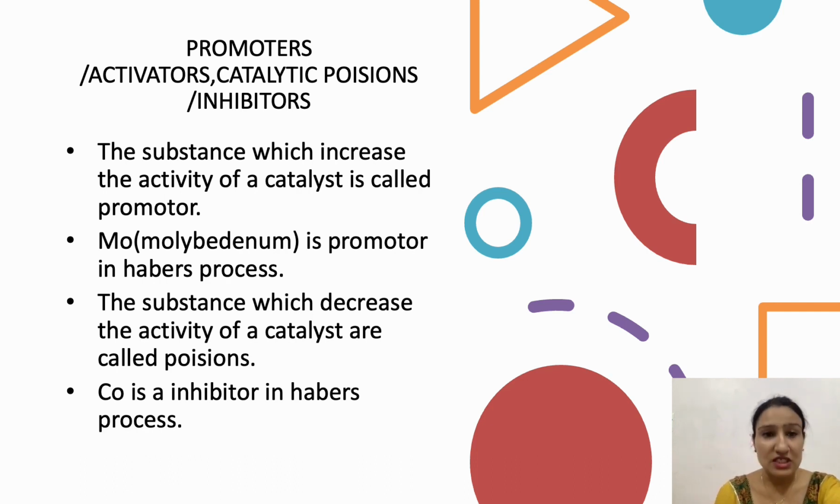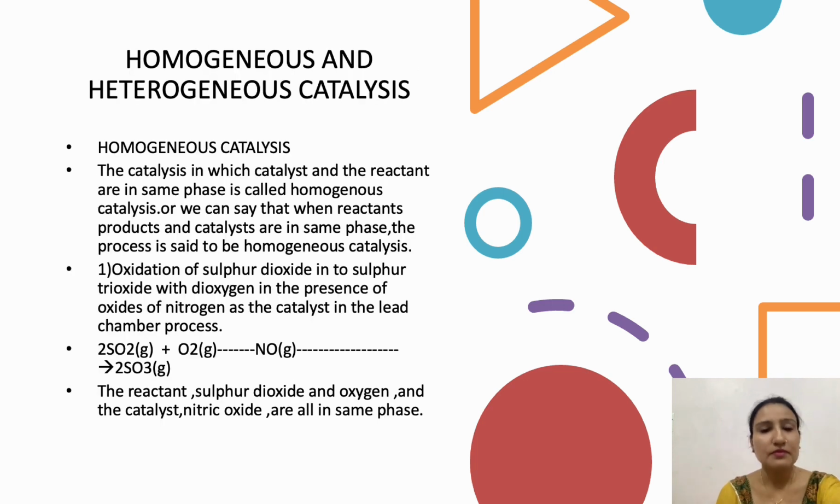The substances which decrease the activity of a catalyst are called poisons or inhibitors. Cobalt is an inhibitor in the Haber process, the same process as we discussed in the case of molybdenum. So cobalt is an inhibitor in Haber's process and molybdenum is the promoter in Haber's process.